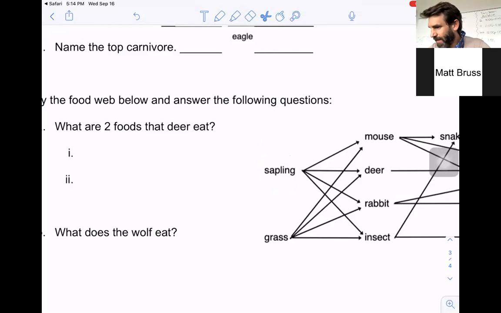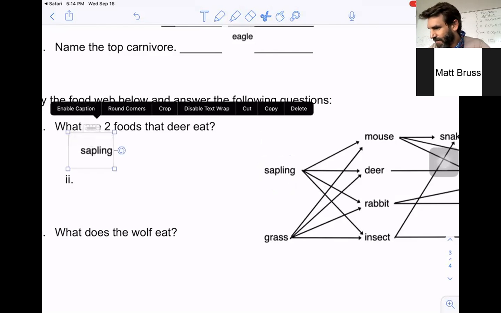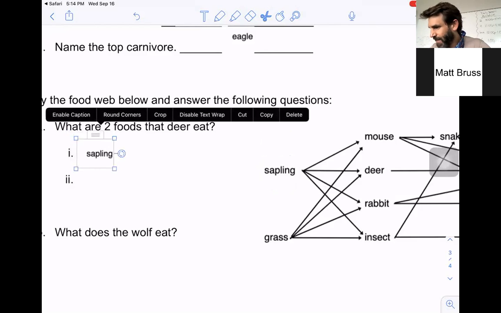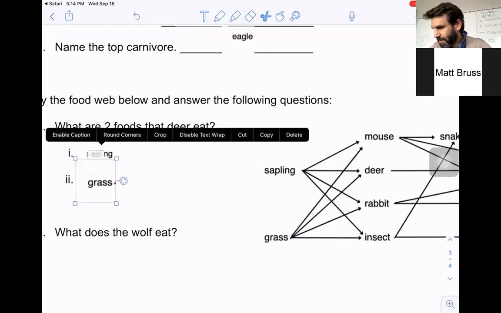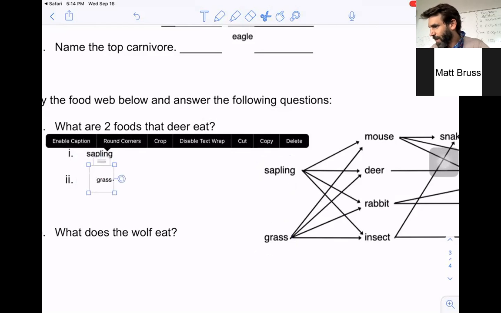So I'm going to copy that and paste it over there. So we have sapling, and deer also eat grass. So there's our answers that we were able to pull out.